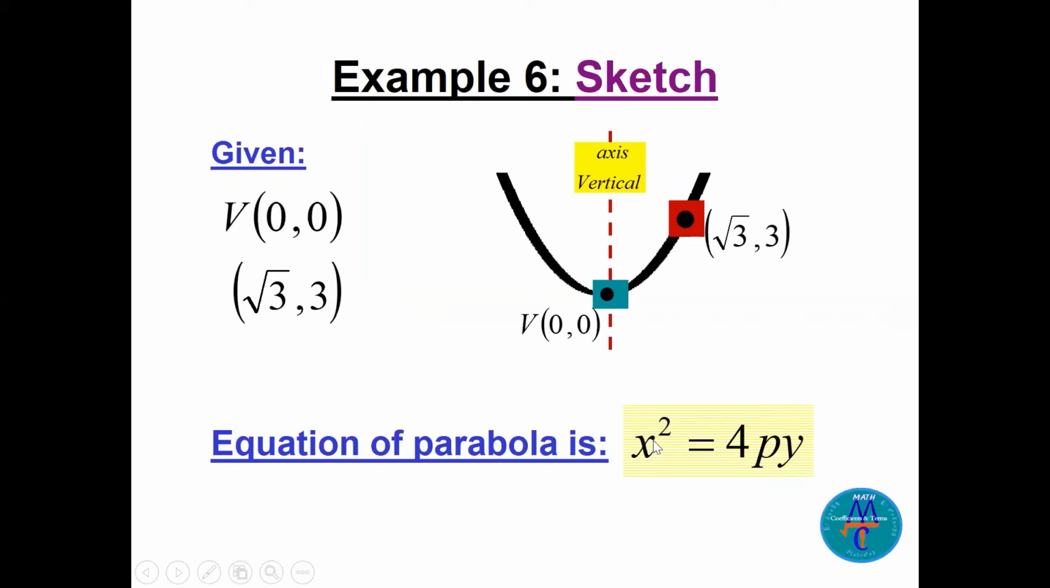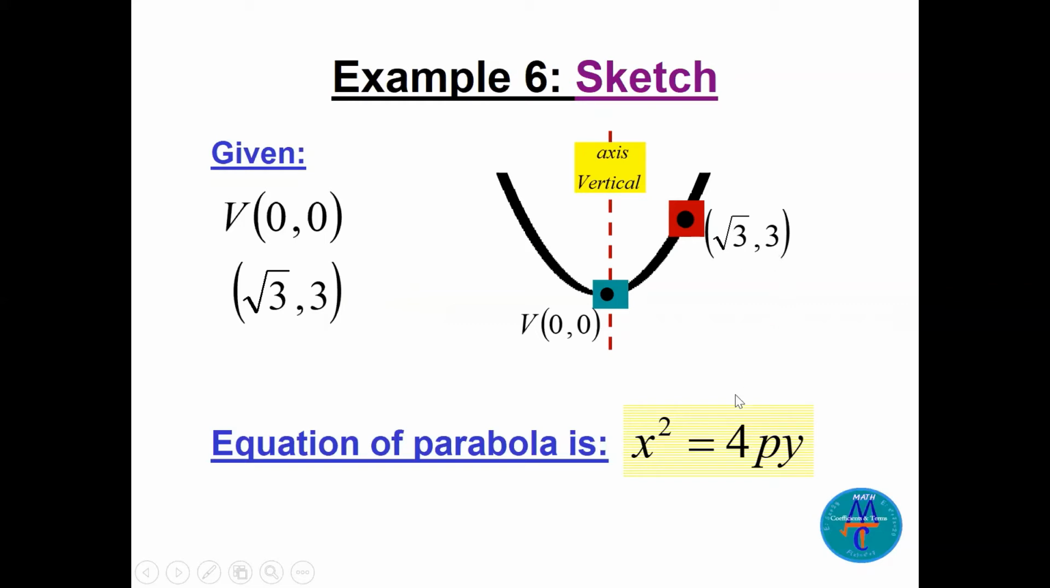So I can use the equation x squared equals 4py. Now to find p, see, I don't have any idea about the focus here. So what can I do? Smart way. Put x equals square root of 3.